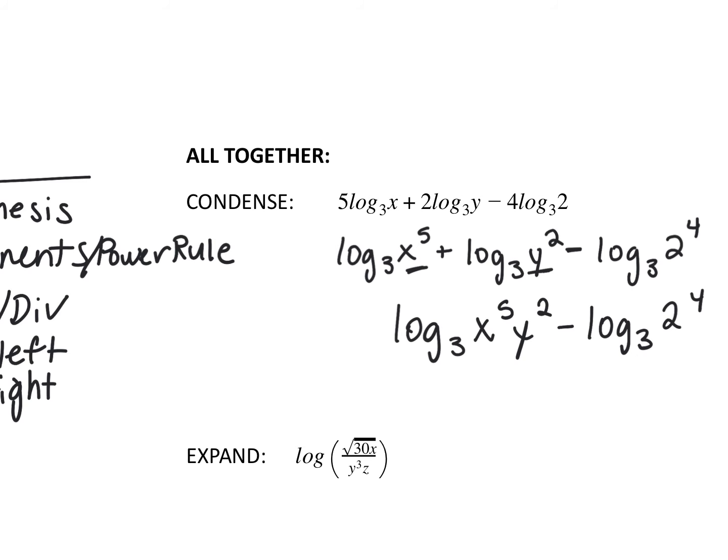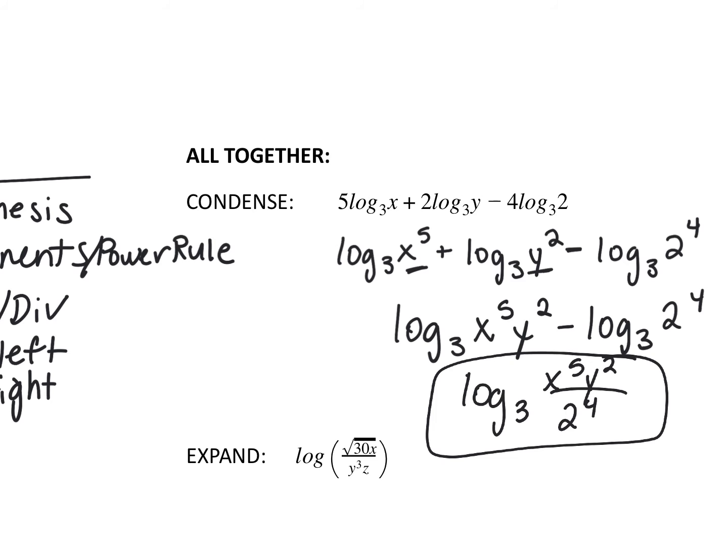Subtraction, which means I need to divide. Okay, so now what do we do? Log base 3 of what? If we're dividing, it's the first value divided by the second value, right? So x to the 5th y squared divided by 2 to the 4th. That's it. That's my answer.